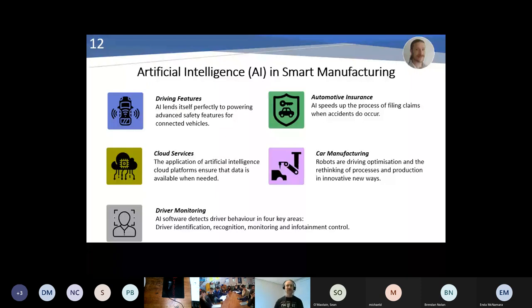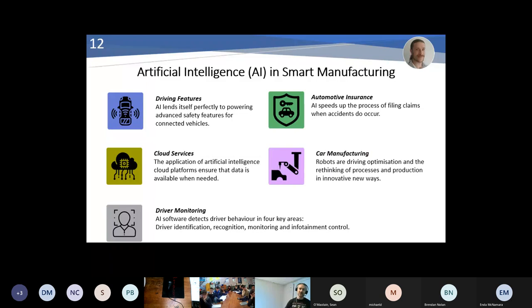You then have cloud services. The application of artificial intelligence in cloud platforms ensures that data is available when needed. Again, you don't have to have it all stored on your device; you can pull it down from the cloud when necessary. Then automotive insurance. AI speeds up the process of filing claims and all that boring stuff. It's the boring stuff we want AI to do. So automotive insurance can be worked out quicker and hopefully cheaper for everybody, which would be better.